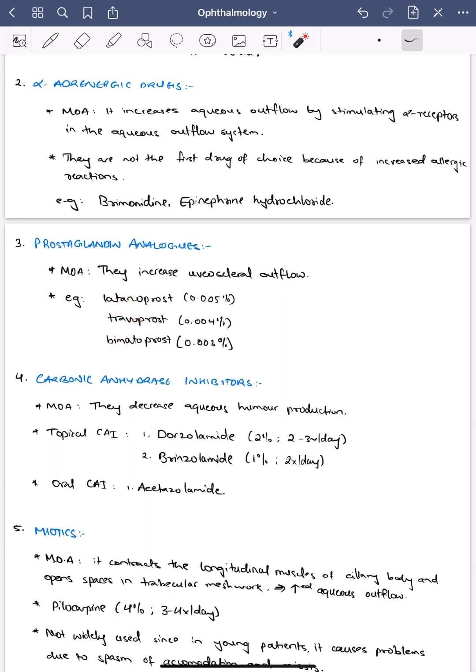The fourth drugs are the carbonic anhydrase inhibitors. Now they decrease the aqueous humor production. There are topical and oral carbonic anhydrase inhibitors. The topical carbonic anhydrase inhibitors include dorzolamide and brinzolamide, and the oral carbonic anhydrase inhibitors include acetazolamide. Now remember, dorzolamide is given as a 2% solution 2 to 3 times a day.